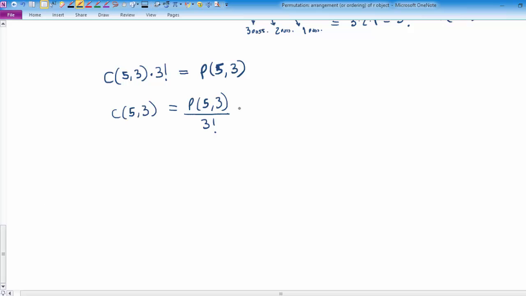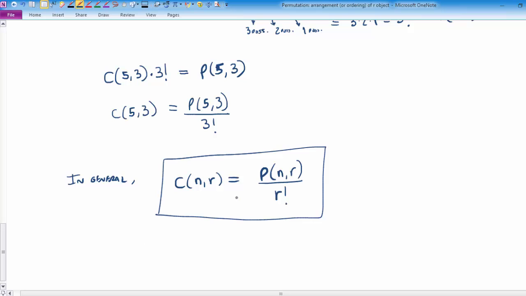In general, we can extend this formula to N and R. C(N, R) is P(N, R) divided by R factorial. And again, the reason is that when we have R objects out of N, then if we consider a combination that has the R objects, that particular combination will generate R factorial permutations. So that means that each combination generates R factorial permutations. That means the total number of permutations is combinations times R factorial. So it's the same formula.